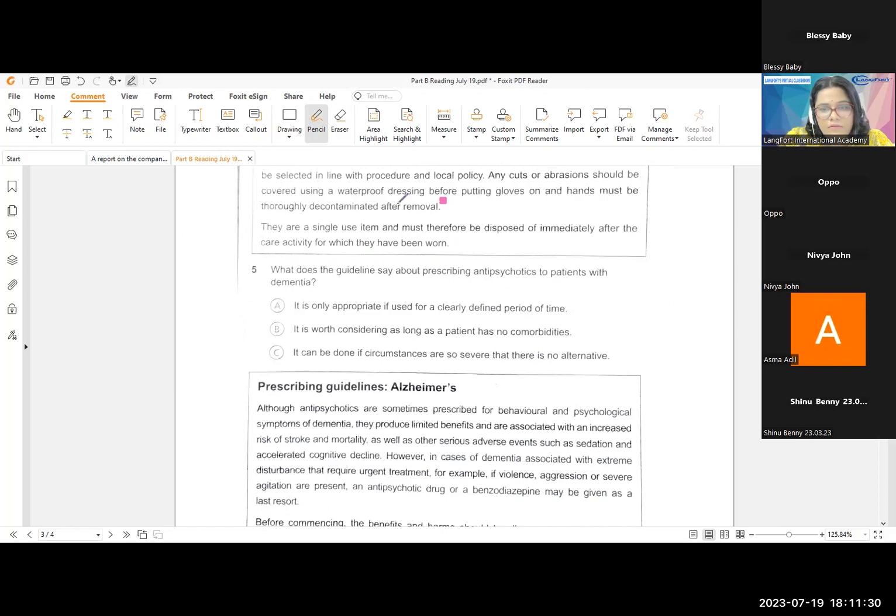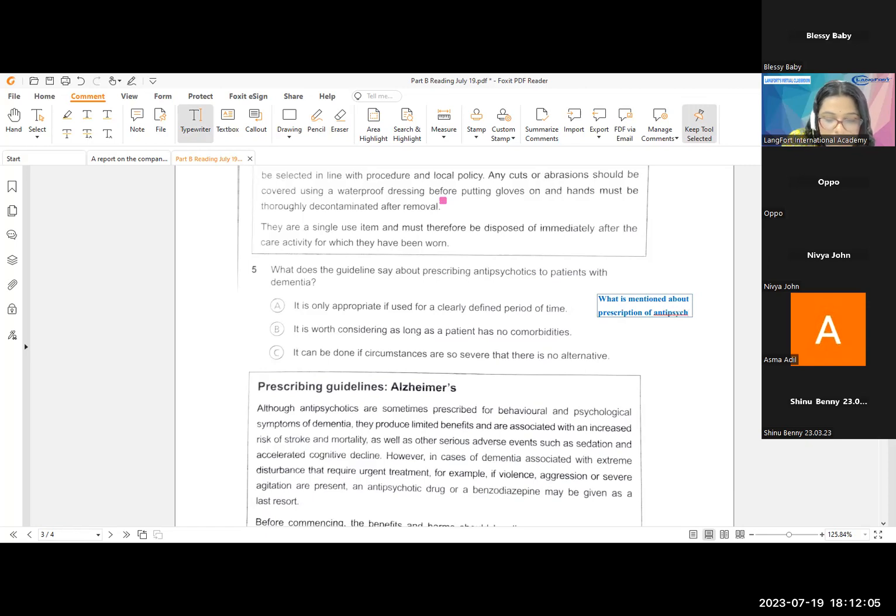What does the guidelines say about prescribing antipsychotics to patients with dementia? So what do we need to figure out? We need to read the guideline and figure out what is said about the prescription of antipsychotics to dementia patients.